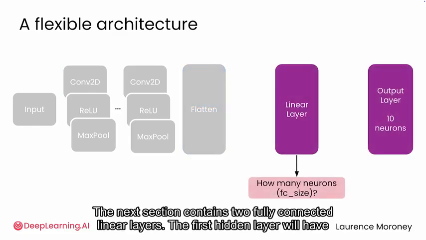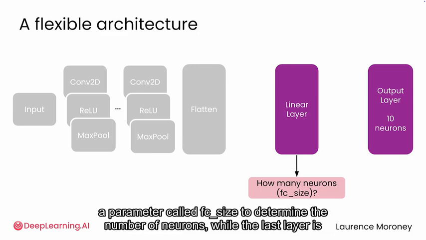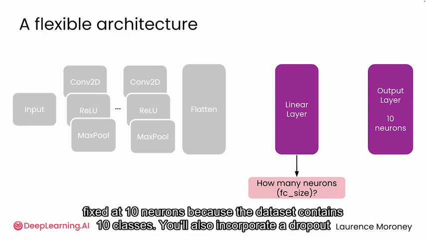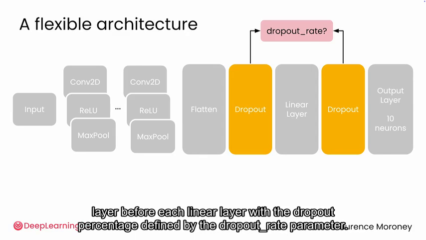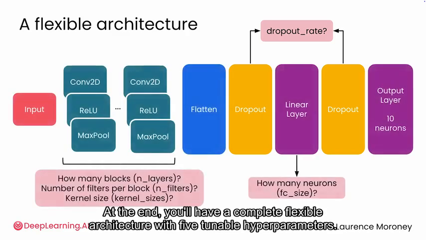The next section contains two fully connected linear layers. The first hidden layer will have a parameter called FC_size to determine the number of neurons, while the last layer is fixed at 10 neurons because the dataset contains 10 classes. You'll also incorporate a dropout layer before each linear layer, with the dropout percentage defined by the dropout_rate parameter. At the end, you'll have a complete, flexible architecture with 5 tunable hyperparameters.